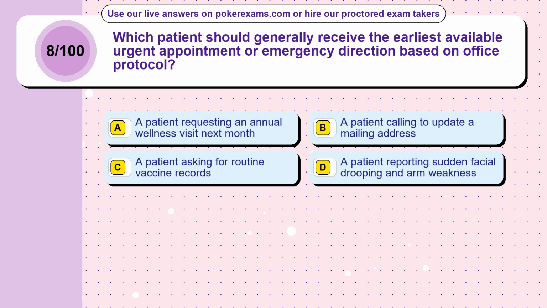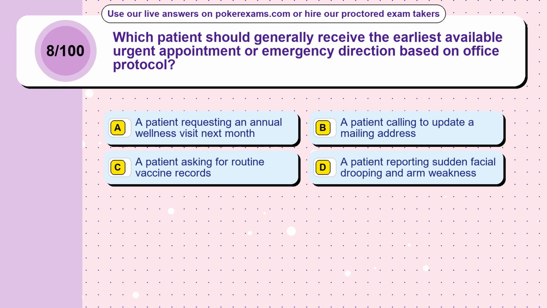Question 8. Which patient should generally receive the earliest available urgent appointment or emergency direction based on office protocol? Option A. A patient requesting an annual wellness visit next month. Option B. A patient calling to update a mailing address. Option C.